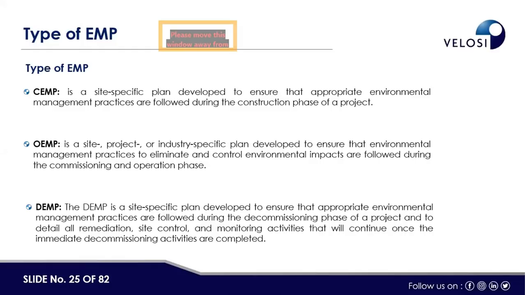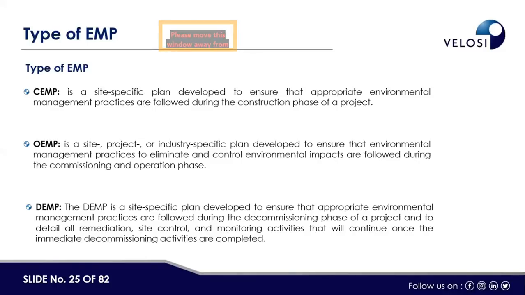And the second one is the OEMP, Operational Environmental Management Plan. It is also a site-specific or industry-specific plan, developed to ensure that environmental management practices to eliminate and control environmental impacts are followed during the commissioning and operation phase of the project. There are two scenarios for the OEMP. If it is a new industry, then before operation of the facility, the regulatory authority or the client may require the OEMP to be prepared and submitted. But there is another scenario: if an industry is already operating, the regulator may ask it to submit the OEMP so that they can see how the industry is managing its environmental impacts through the implementation of mitigation measures.